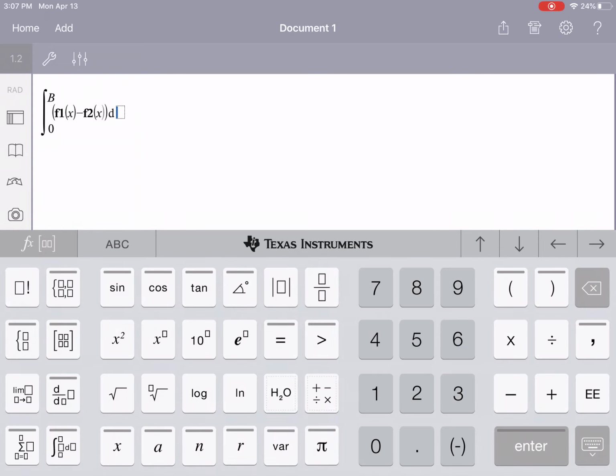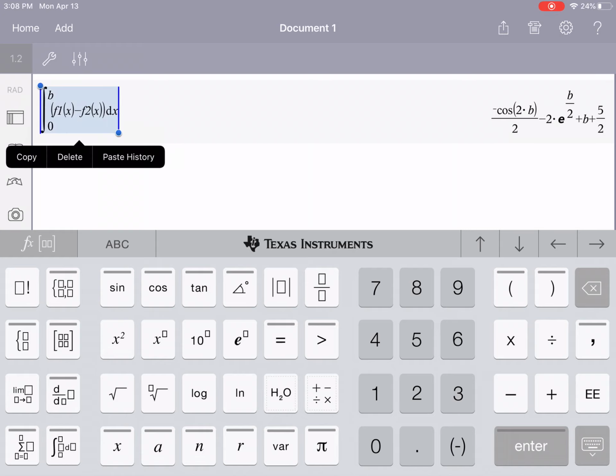I'm going to tap over here and put an x there for the limit of integration and hit enter, and that is not exactly the value that I was looking for. Uh-oh. So now I'm in trouble here, guys, in terms of how to get that rounded, and I haven't figured out how to do that yet in the calculator. So what if I did all of that? Cosine of 2b.